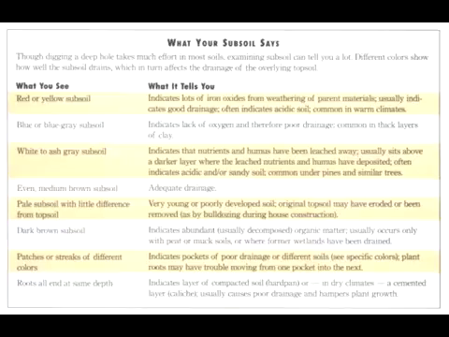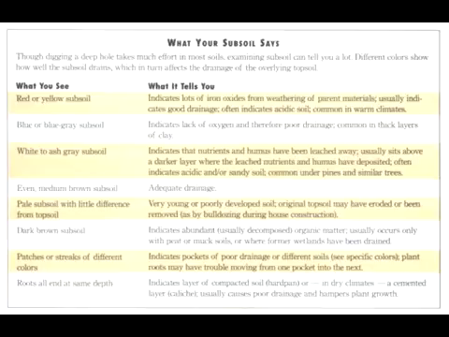Blue or blue-gray subsoil indicates lack of oxygen, and therefore poor drainage, common in thick layers of clay. A white to ash-gray subsoil indicates nutrients and humus have been leached away. It usually sits above a darker layer where the leached nutrients and humus have been deposited. Often indicates acidic and/or sandy soil. Is common under pines and similar trees.